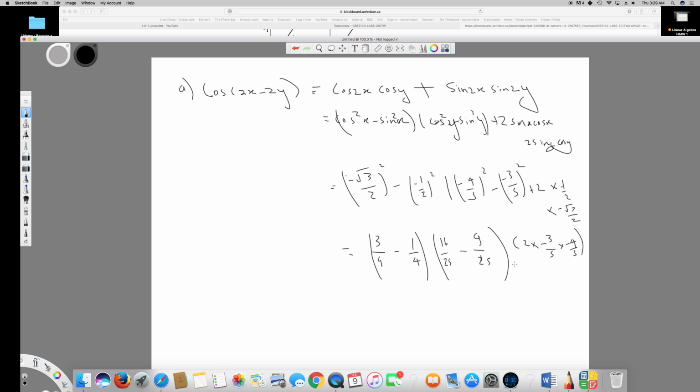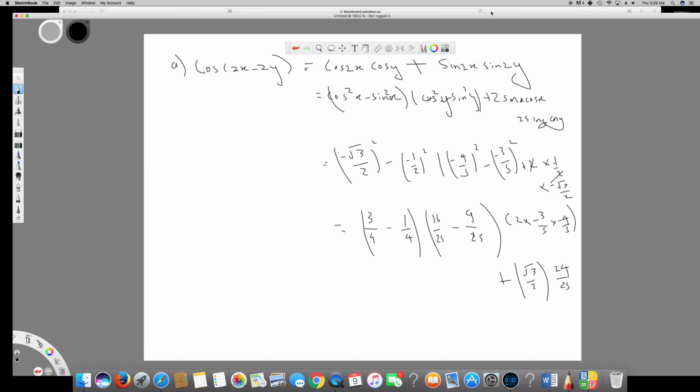Since this is true, 2 plus 2 times minus half, okay, 2 cancels, and minus 1 times root 3 by 2 is going to be root 3 by 2, multiplied by 2 times minus 3 over 5 is minus 6 over 5. Minus 6 times 4 is going to be minus 24, so minus 24 over 5 times 5 is going to be 25. So 24 over 25.